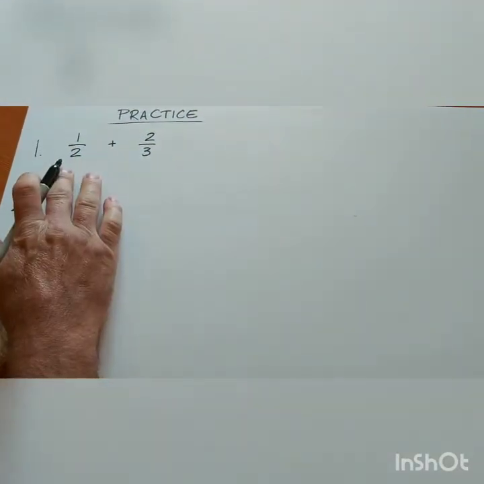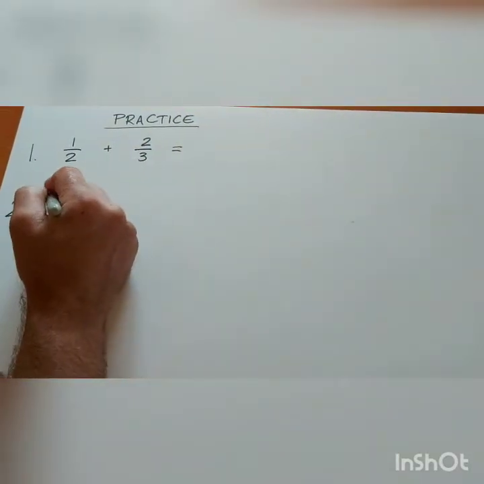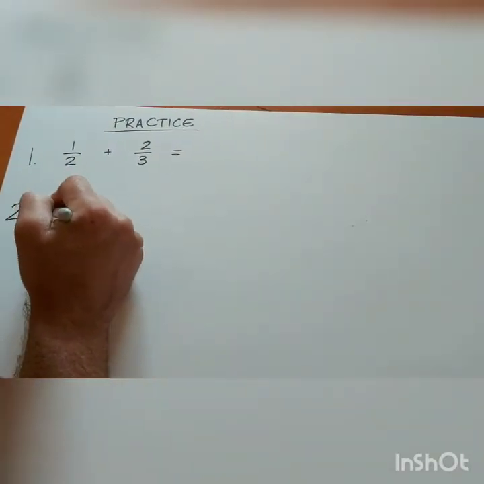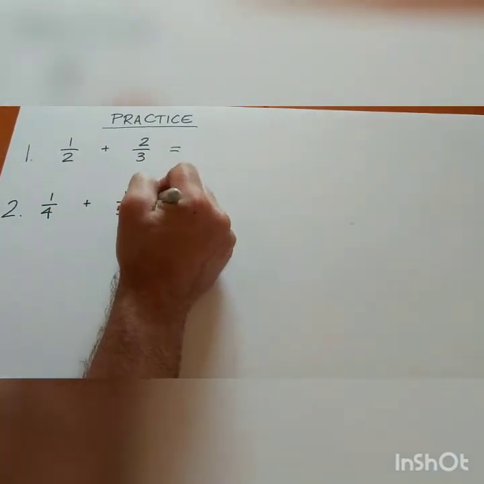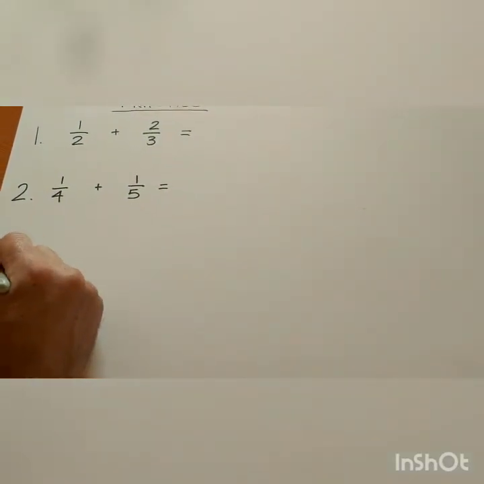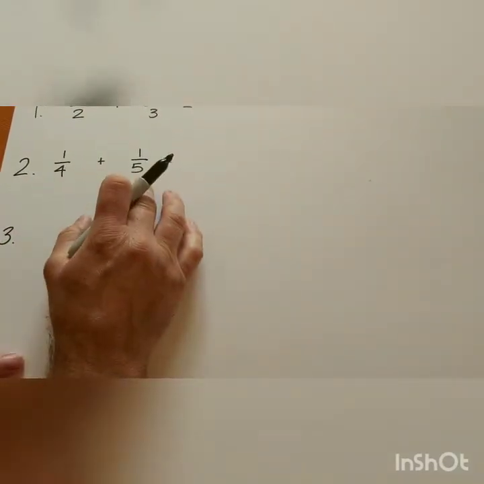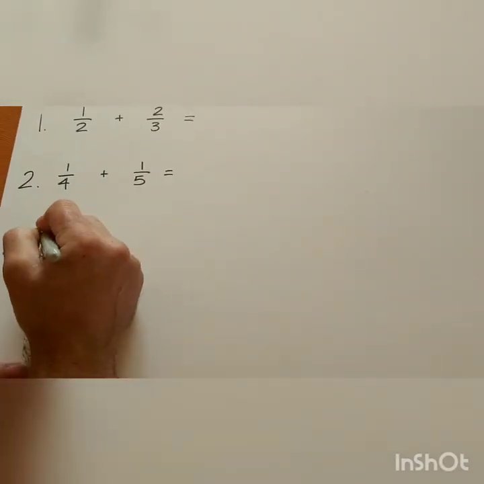In question 1, it's 1/2 plus 2/3. In question 2, one quarter plus 1/5. In all of these questions, you're going to be required to find a lowest common denominator before solving it.